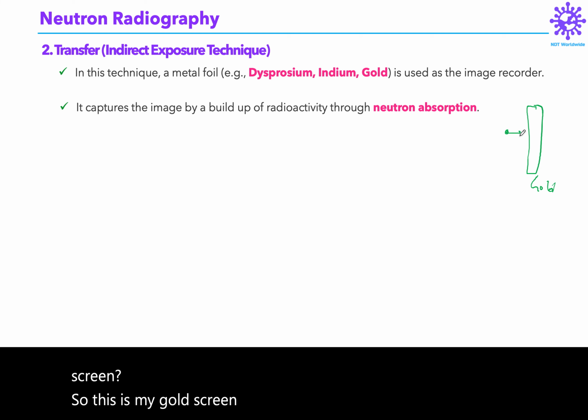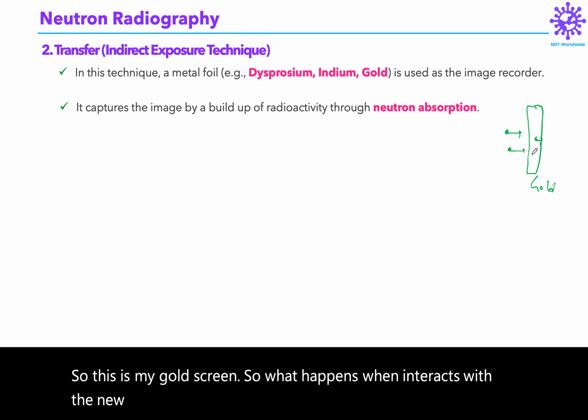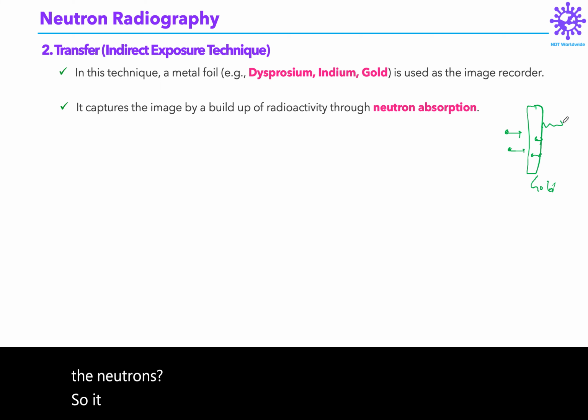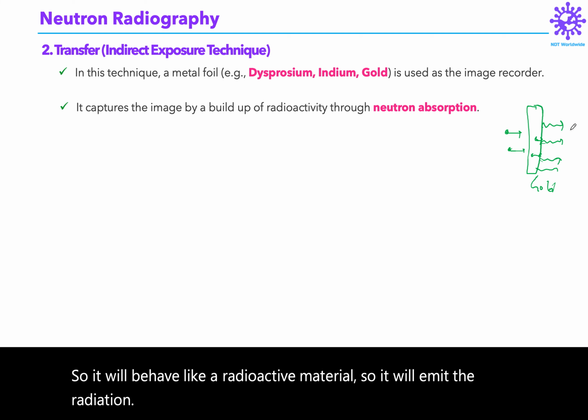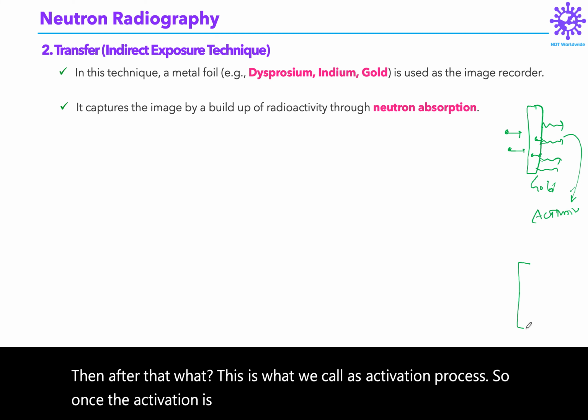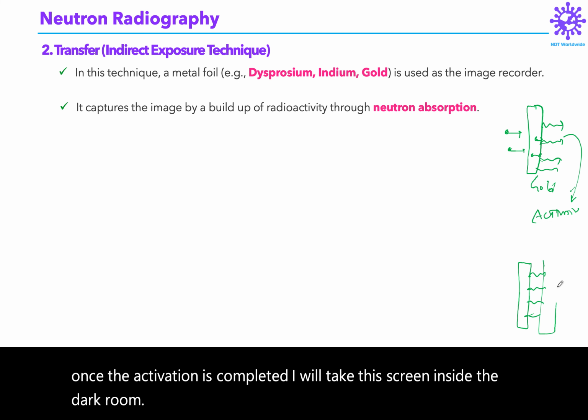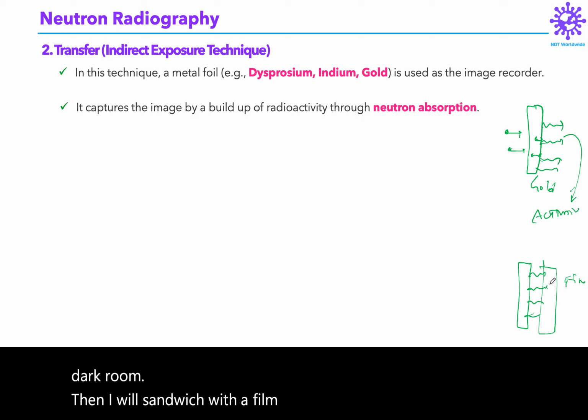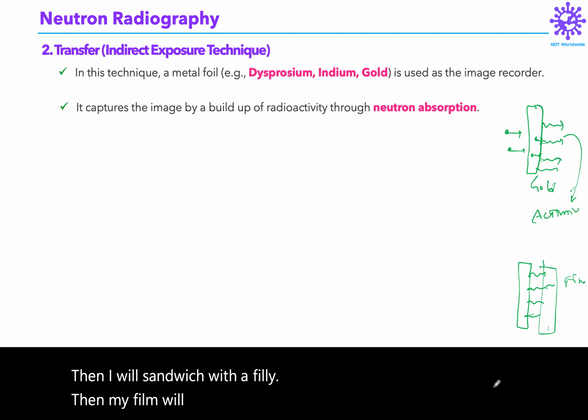What happens when it interacts with the neutrons? It will behave like a radioactive material, so it will emit radiation. This is what we call the activation process. Once the activation is completed, I take this screen inside the dark room, then sandwich it with a film, and then my film will get exposed, right?